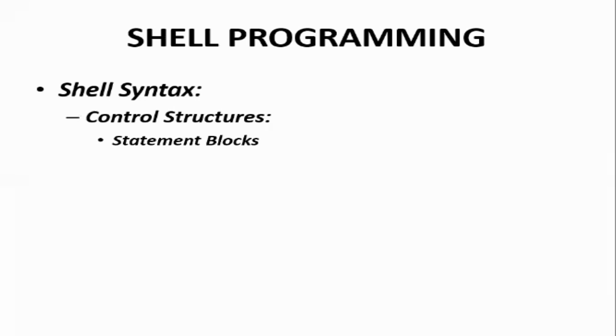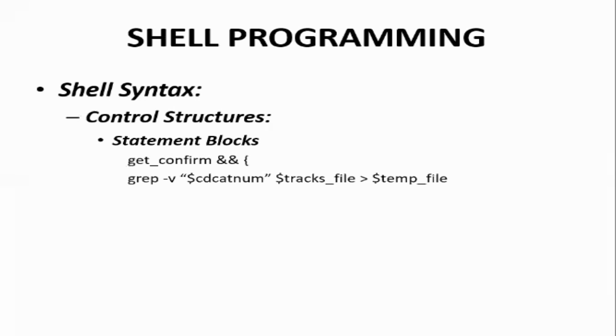For example, in get_confirm, I want to test multiple conditions. Like I want to test the grep command, and I want to perform the cat command, and I want to do the echo command, and I want to call a function, etc. So that can be represented in a brace. This is called a statement block. That means if you want to use multiple statements in a place where only one is allowed, in case of either an AND or OR list, I can do so by using the braces.